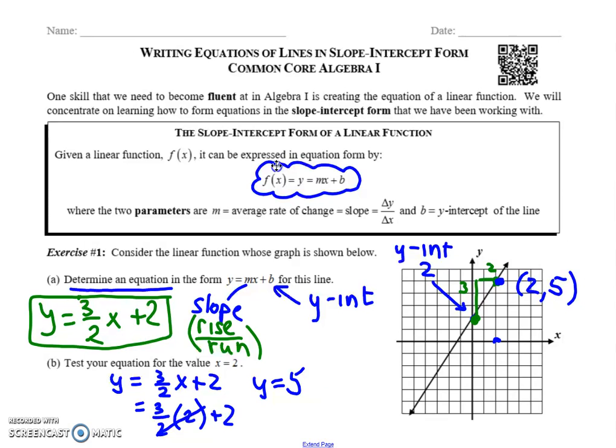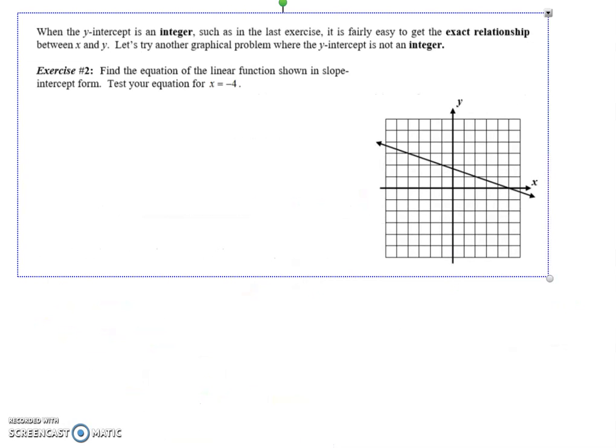At this point, if you need to pause to finish copying the notes, feel free to do so. The second question is almost the same exact type of question. The problem is, if you notice, our y-intercept is not exact. In this case, we're looking for an exact relationship, and the y-intercept is not exact. It's between 2. So we still want to find the slope.